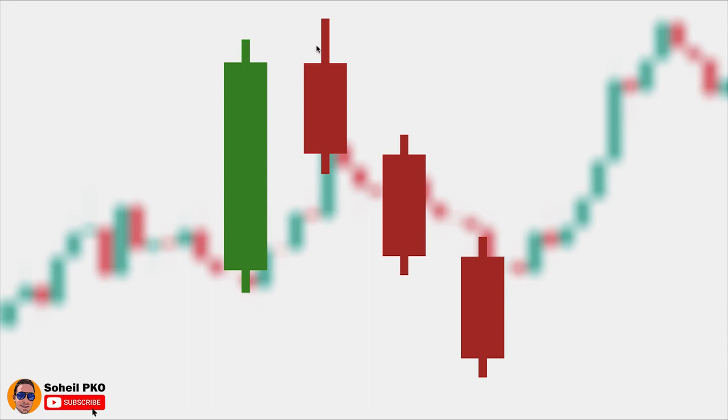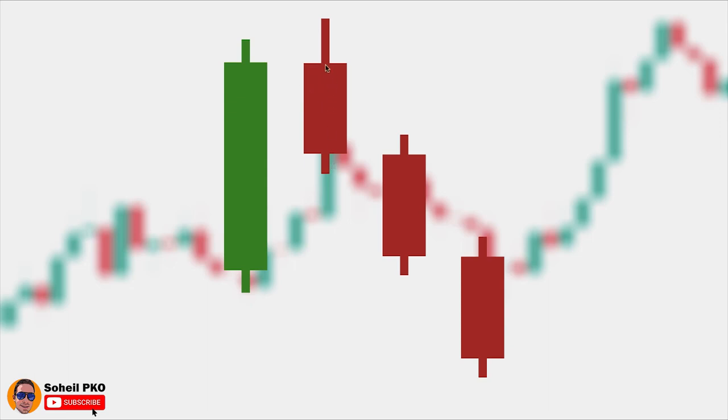The next candle in this pattern is at least a short to medium size red candle that its high is higher than the previous green candle high. Please pay attention that the second candle should not be very small. It shouldn't be doji or spinning top, because we want to see the selling pressure here, not indecision.